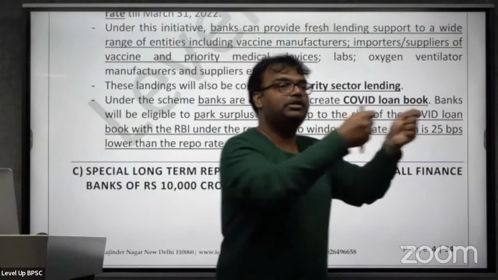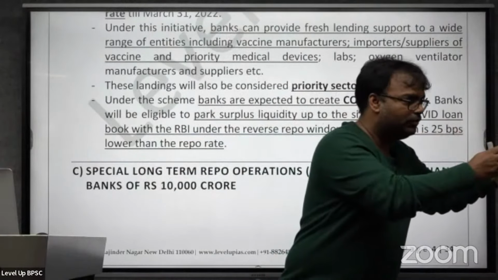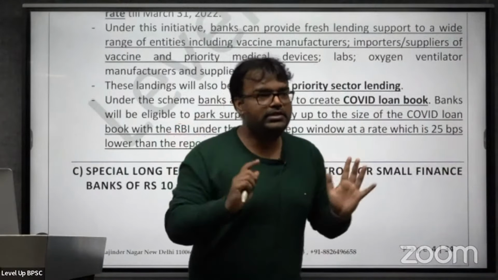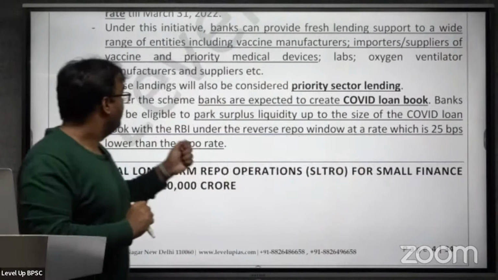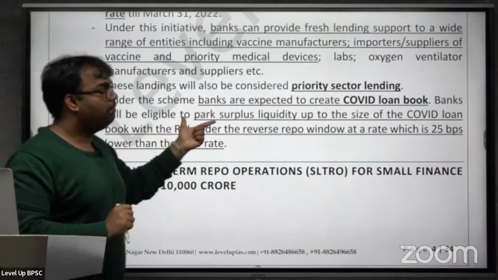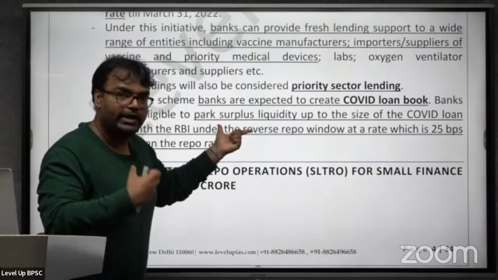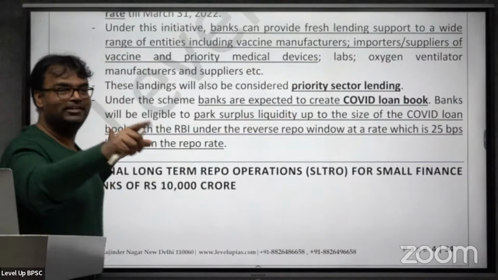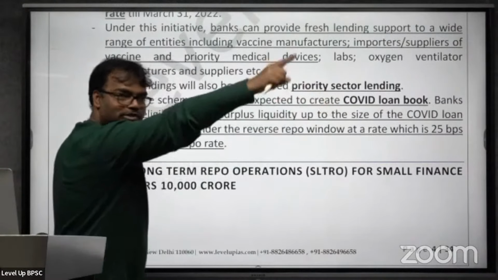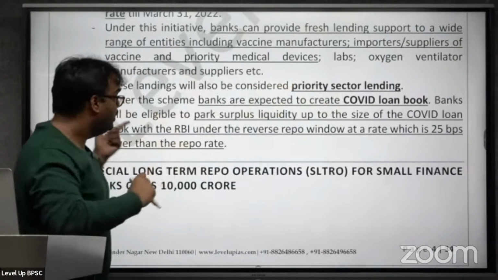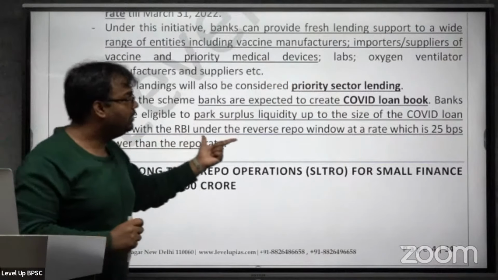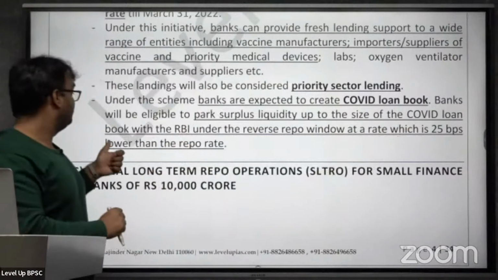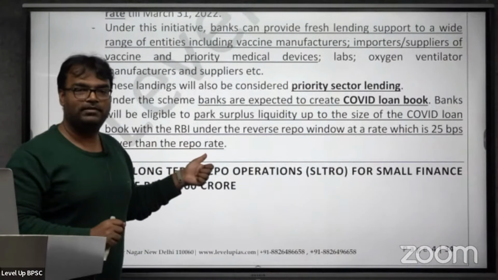But when the bank gives money to RBI, it gives money at reverse repo rate, where the interest that you get is lower. In this case, what would happen? Bank will be eligible to park surplus liquidity, the extra money that the bank has, up to the size of the COVID loan book, the loan given onward, under the reverse repo window at a rate of 25 BPS lower than the repo rate.